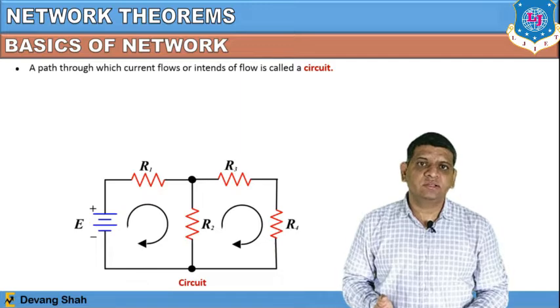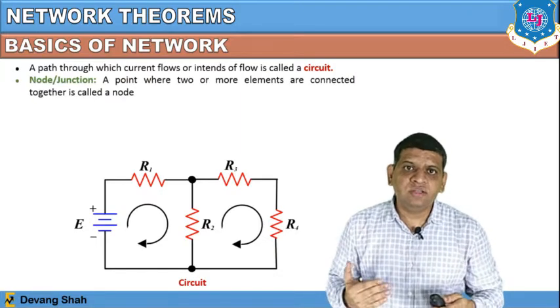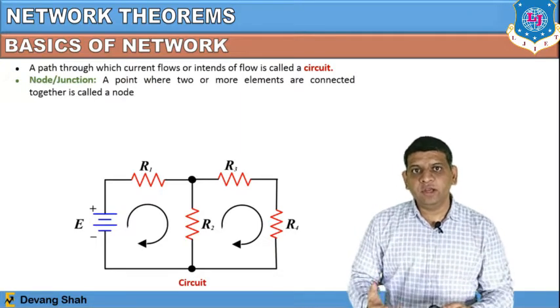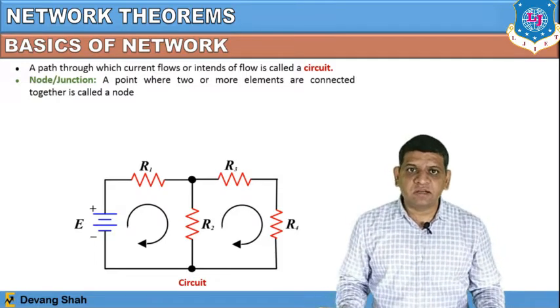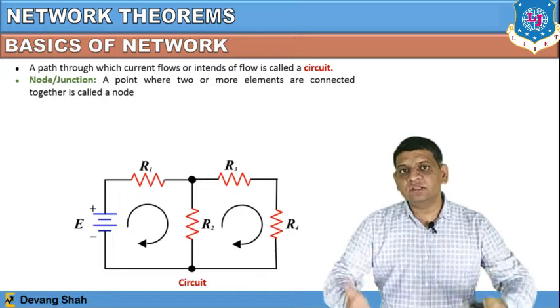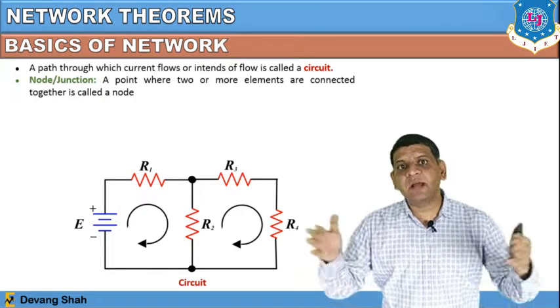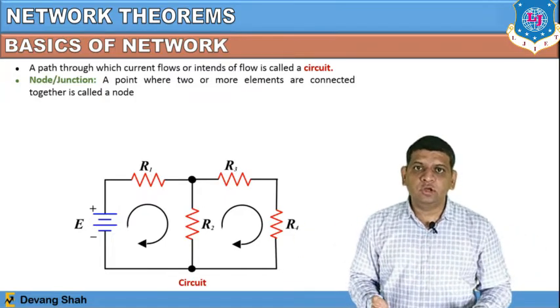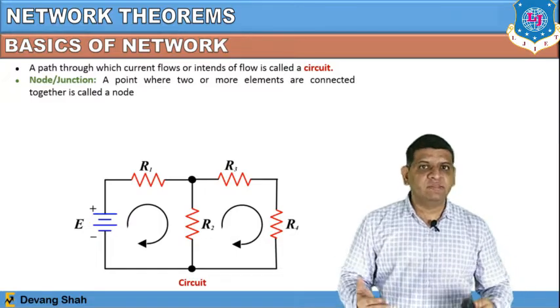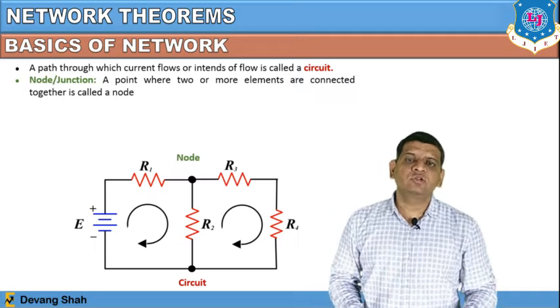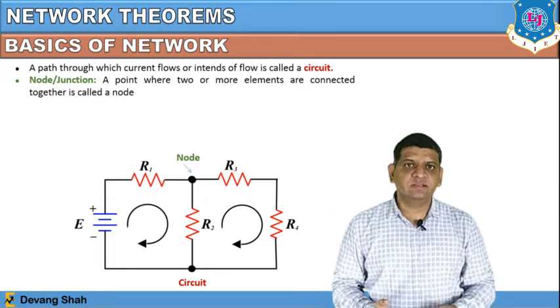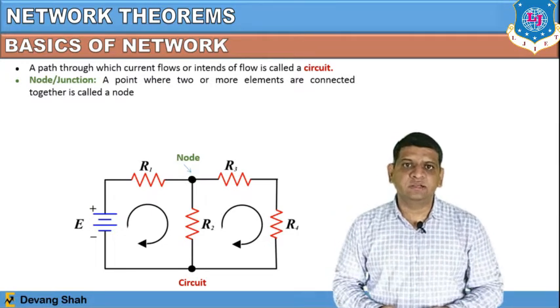Next, we need to understand what a node is. A node is a point where two or more elements are connected, or in another sense, where three or more branches are connected at a particular point. That point we define as either a node or a junction. This is the location of the node or junction in this electrical circuit.